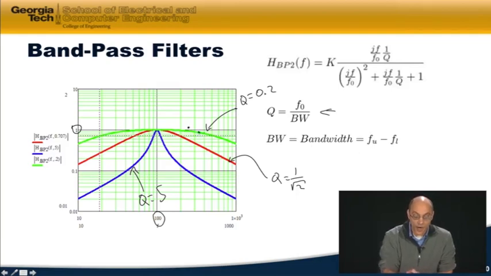So for this wideband bandpass filter, I've drawn a line here at 1 over root 2, where this line intersects the magnitude of the transfer function here and here. Those two intersections define the upper cutoff frequency and the lower cutoff frequency. And the distance in frequency between these two is the bandwidth.